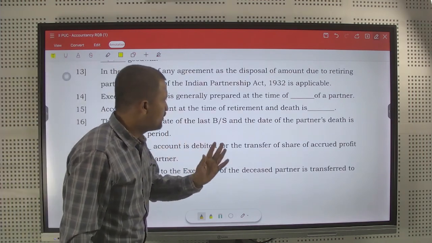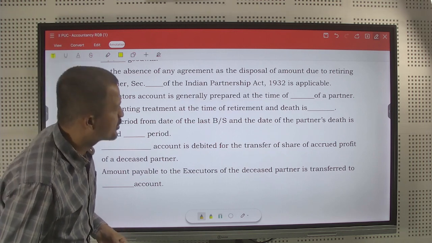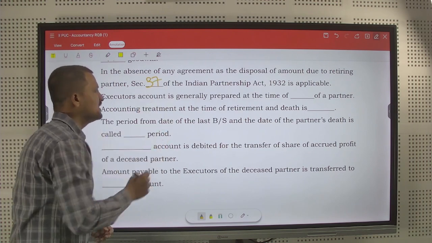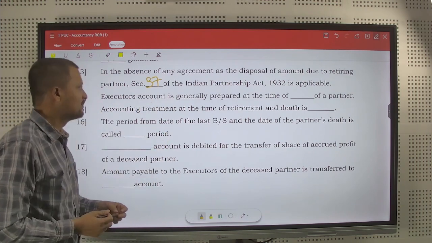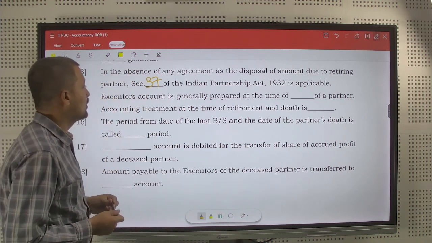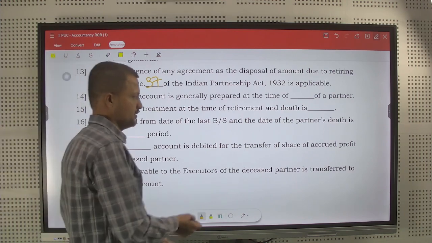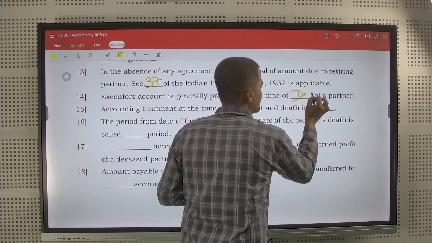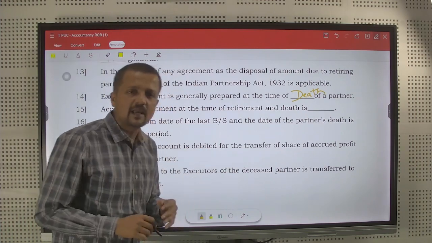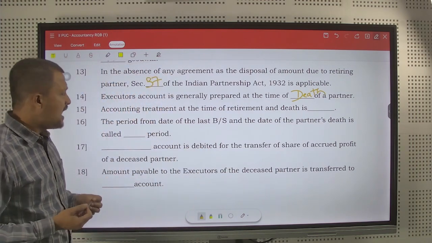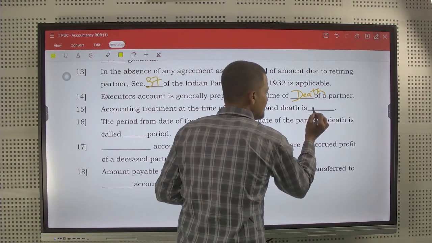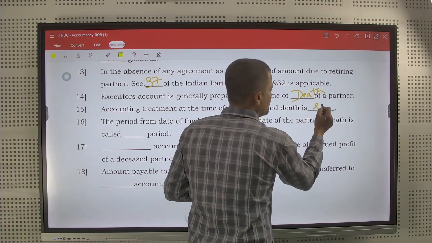In the absence of any agreement on the disposal of the amount due to the retiring partner, remember what Section 37 speaks. Then the executor's account is generally prepared at the time of death. Next, the accounting treatment at the time of retirement and at the time of death is, you can say, the same, better we call it similar.